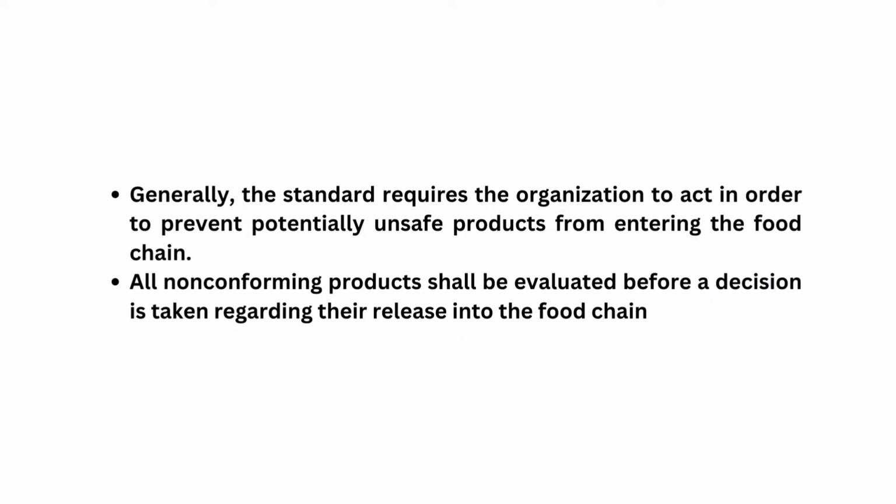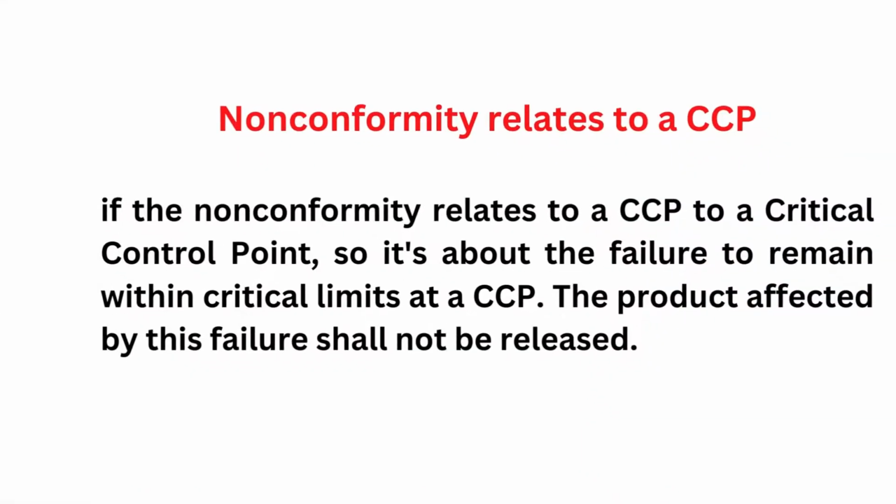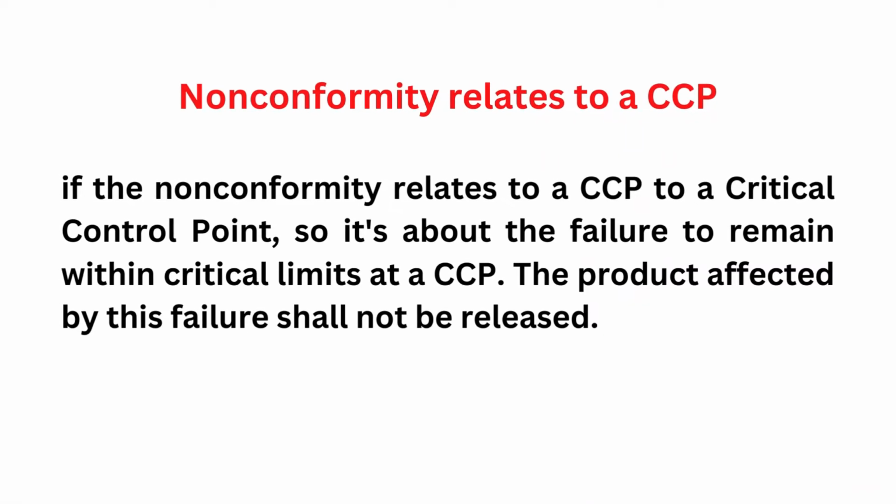Generally, the standard requires the organization to act in order to prevent potentially unsafe products from entering the food chain. All non-conforming products shall be evaluated before a decision is taken regarding their release into the food chain. If the nonconformity relates to a CCP, a critical control point, so it's about the failure to remain within critical limits at a CCP, the product affected by this failure shall not be released. But the company has some options available.